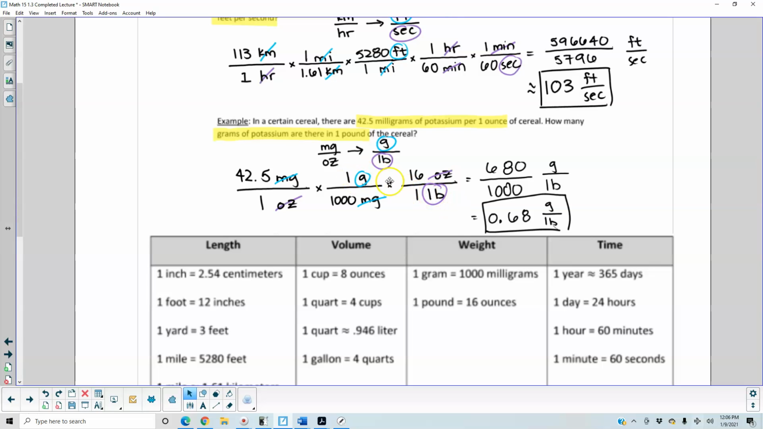Now that we have that, we can multiply the numerator to get 42.5 times 1 times 16 to give us 680 grams in the numerator. In the denominator, we have 1 times 1,000 times 1, which gives us 1,000 pounds. So 680 divided by 1,000 gives us 0.68 grams per pound. So 42.5 milligrams of potassium per 1 ounce is equal to 0.68 grams of potassium per 1 pound.